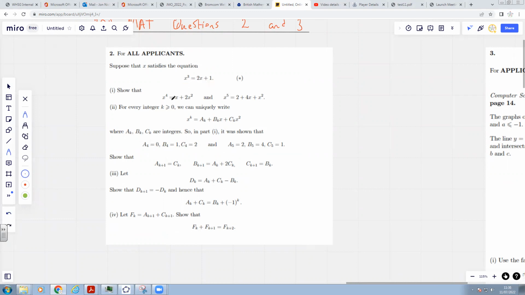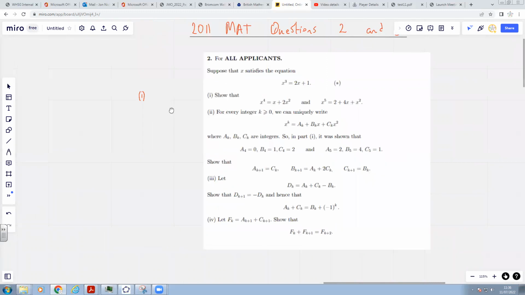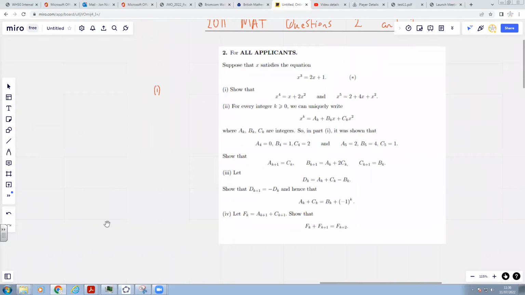And then what they've done is they've said show that x to the 4 equals x plus 2x squared. Well, I'm sure you can see going straight from there to there, it's such a silly question. It's almost too obvious. Of course it does. I just need to multiply the equation by x. So obviously you're going to multiply the equation by x there.